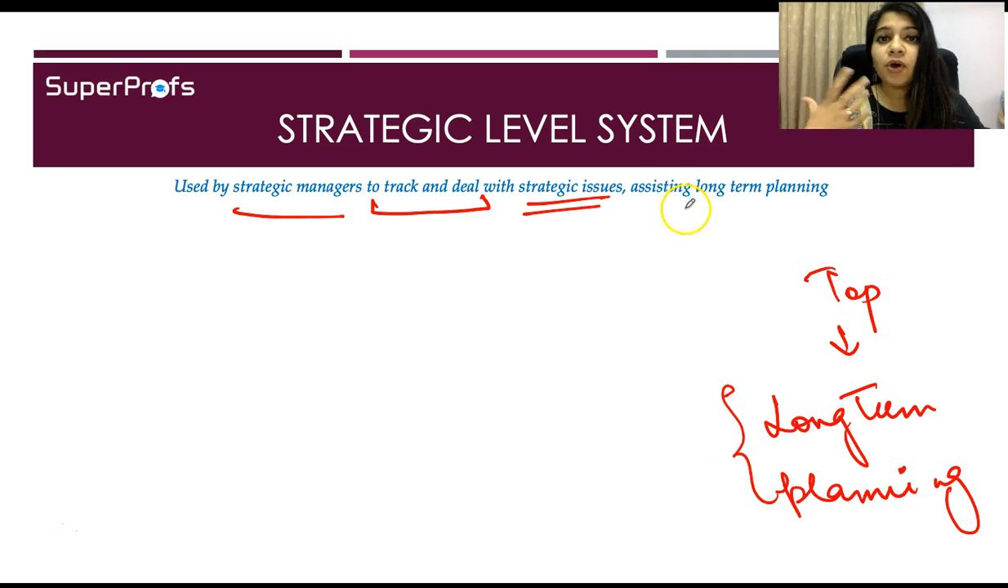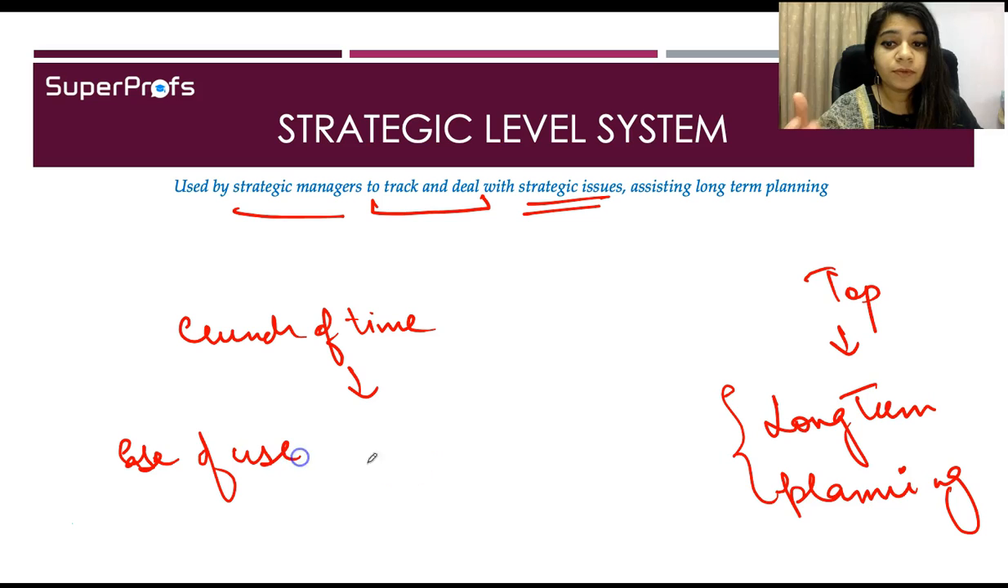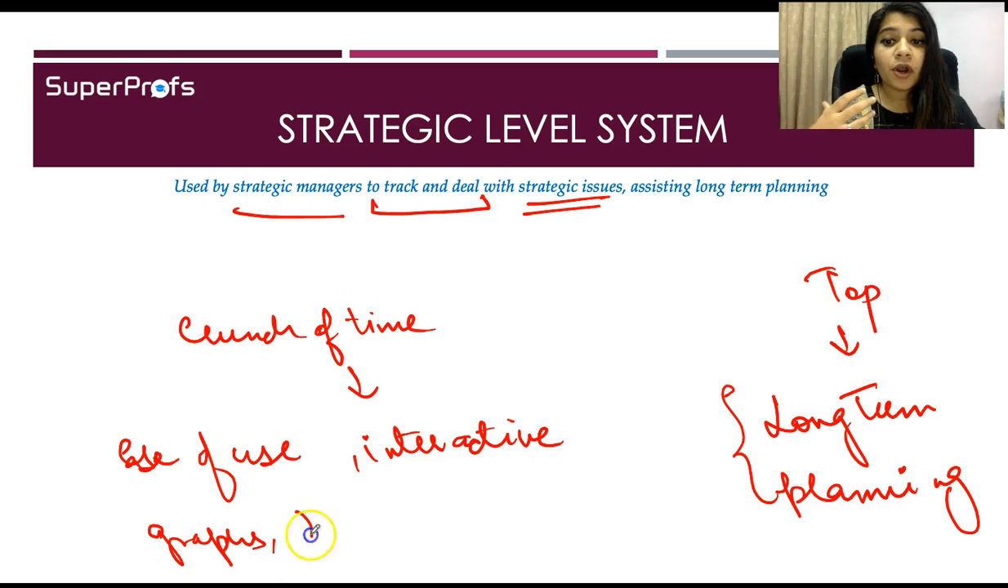So, and also as we all know, the top level people will have a crunch of time, right? They will not have a lot of time. So the kind of information system that they require has to be easy to use. It has to be interactive. And it has to have a lot of graphs or trend analysis.